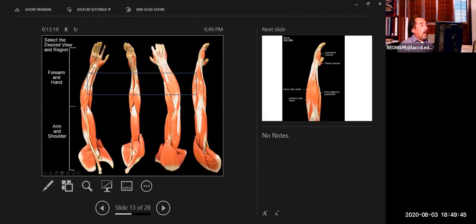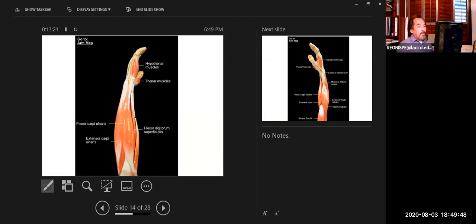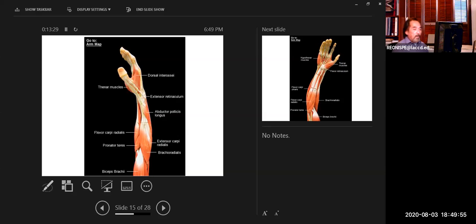Now we're looking at the forearm and hand. This is hard to look at in our orientation, but here's a better picture. Landmark, brachioradialis. Beside it, extensor carpi radialis longus. Longus is here, and then brevis. There are two of them. And then this is your thenar eminence, the thenar muscles. So we don't have any more in that.